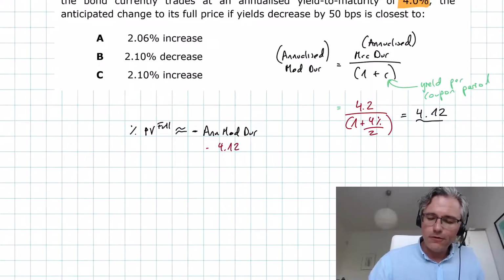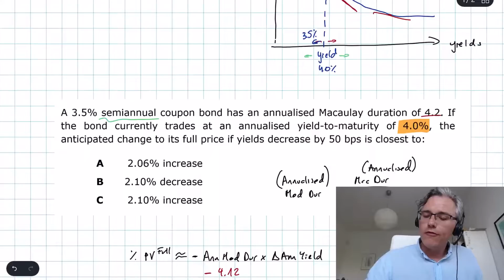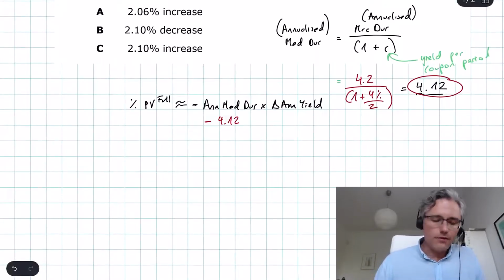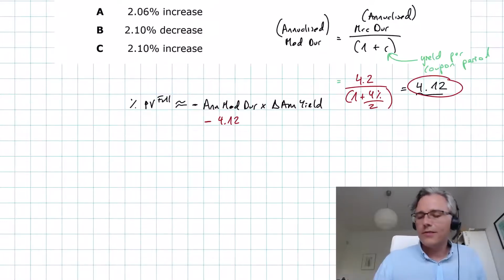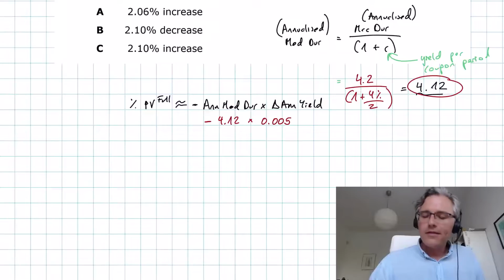So take the 4.12, stick a minus in front of it, multiplied by the change in annualized yield. Now the yield here goes from 4 to 3.5, so 50 basis points, and you can express this however you like. I like to express this in decimal format, so say times 0.005. That's half a percentage point.